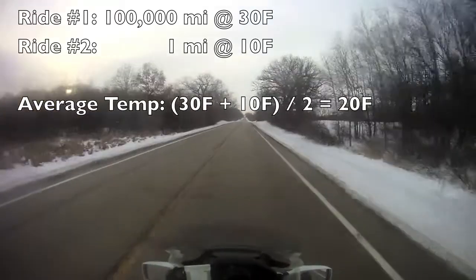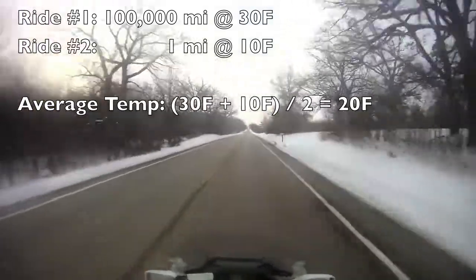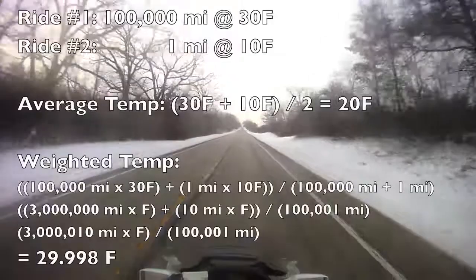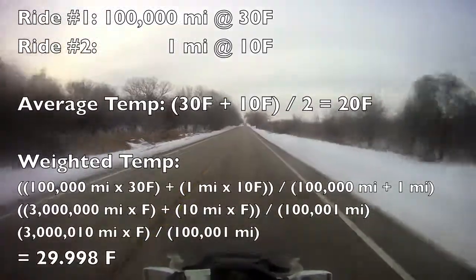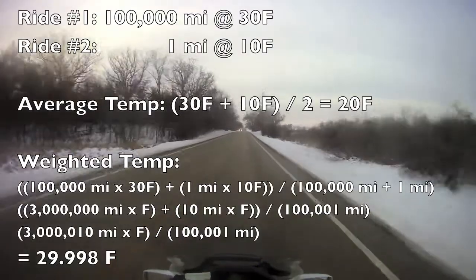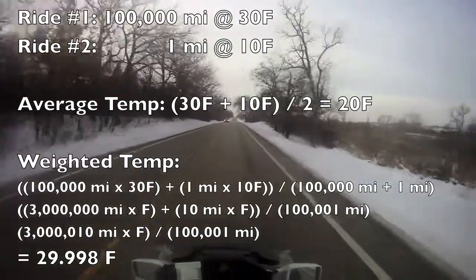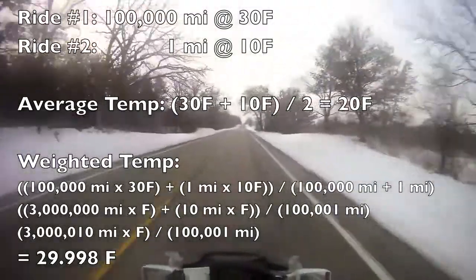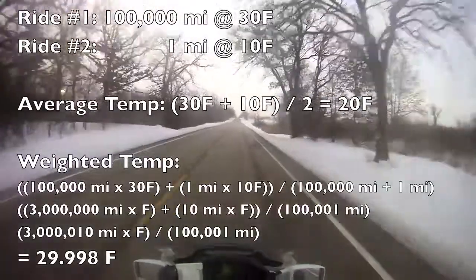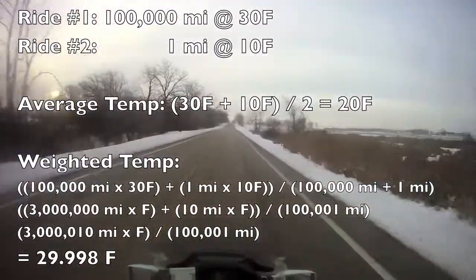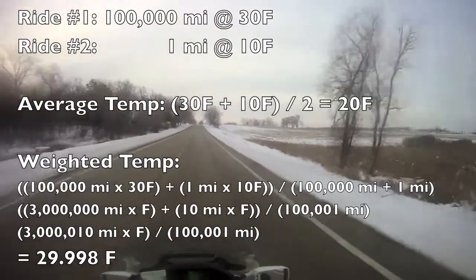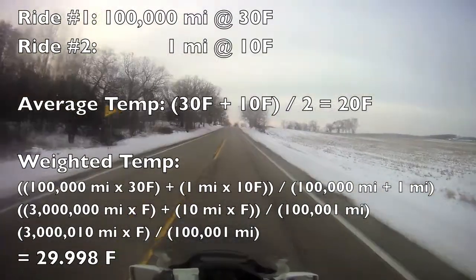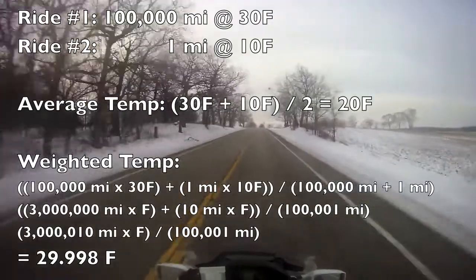If anything, the weighted temperature should actually be closer to 30, which it is. In this case, I'm not going to do the math, but basically it should end up being like 29 point something degrees. So if the average temperature is 20, but the weighted average temperature is 29, what that really means is I've ridden most of my miles at a warmer temperature. That, or I'm just confusing the bejesus out of you.